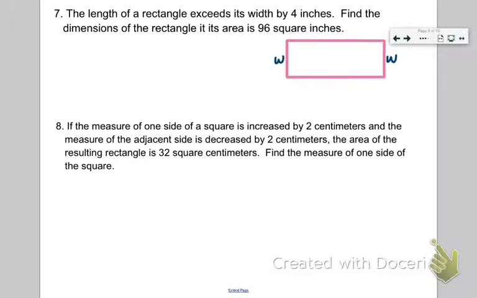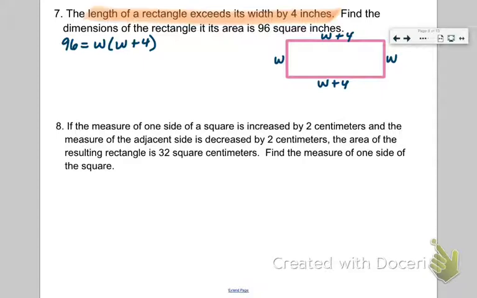So we'll use W for width, and it says the length exceeds the width by 4 inches. That just means it's 4 more. So we're going to do W plus 4. Again, opposite sides are equal. Area is equal to length times width. The area is 96. That is given in the problem.